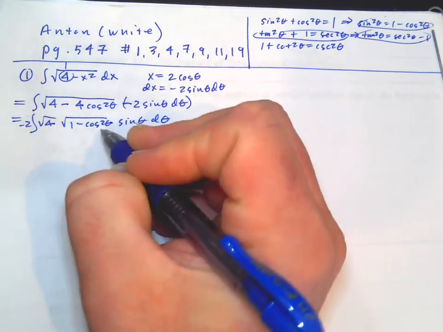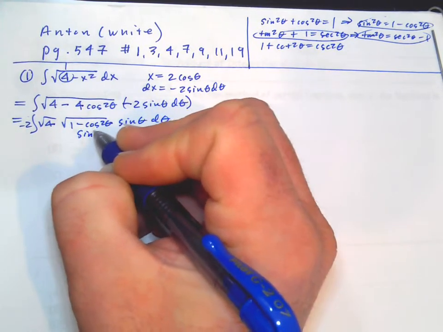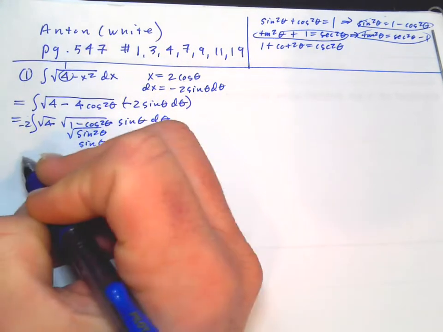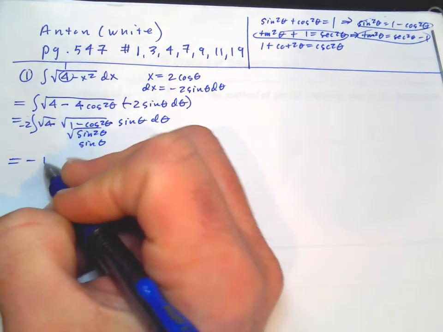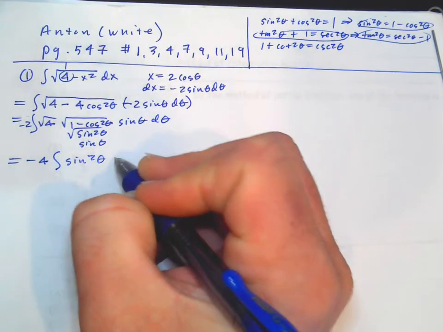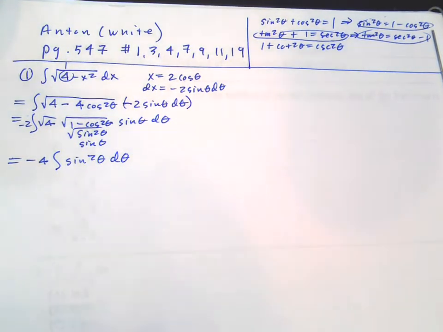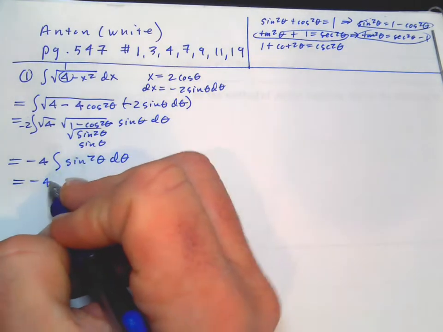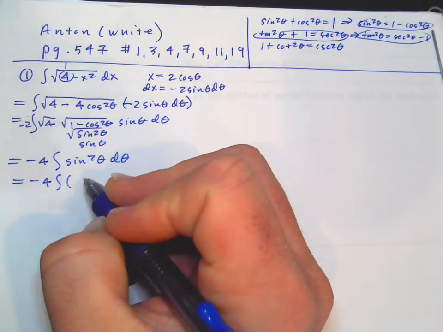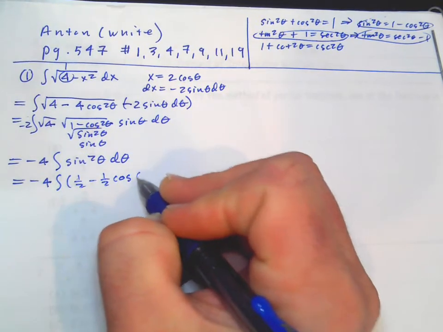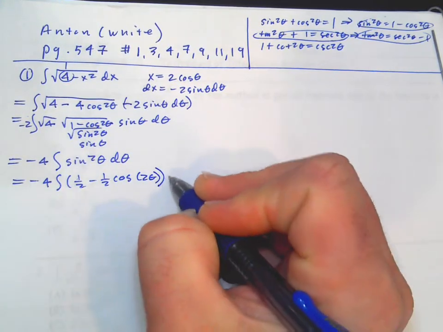Now, 1 minus cosine squared is sine squared. This is what we're trying to force to happen. And the square root of sine squared is sine. So then we get negative 4 sine squared theta d theta. So now we're ready to integrate. But we have to use that double angle identity that we use all over the place in polar to integrate. So it's going to be 1/2 minus 1/2 cosine of the double angle, 2 theta, d theta.